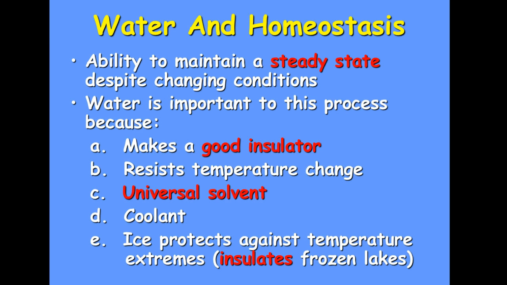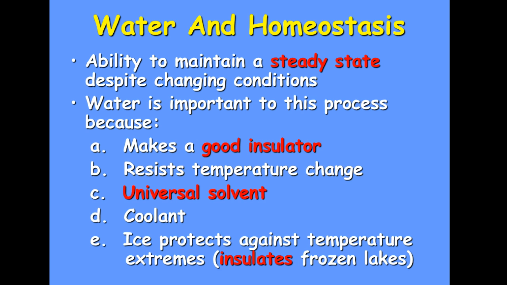D, here's a good example. When we're outside in very hot temperatures, water will make sure our body stays cool because we're sweating, so we won't get dehydrated, we won't faint or go into too much heat exhaustion, unless you're not drinking the water back. And the last way that water helps maintain homeostasis is E, ice protects against temperature extremes. When water forms ice, it helps to insulate frozen lakes. All right, that ends this section.